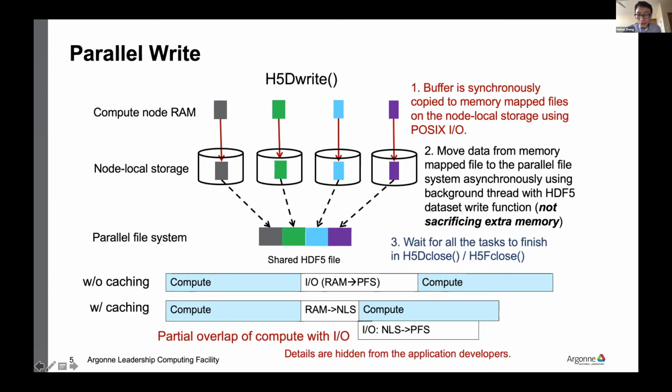And all these details are hidden from the application developers. So the application doesn't need to care too much about how this data migration is done in the background. But it does make this code semi-synchronous. Once the dataset write returns, the buffer is already reusable, because the data is already copied to the non-local storage. So this buffer can be reused for later parts of the application. So this is for dataset write.